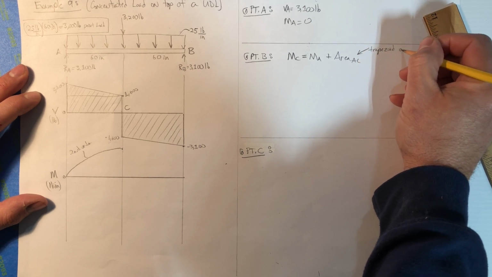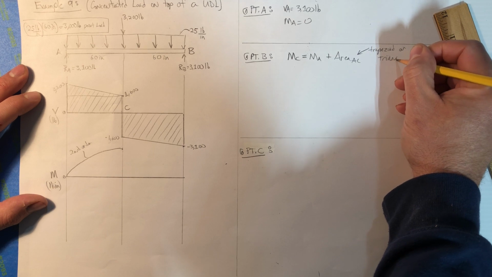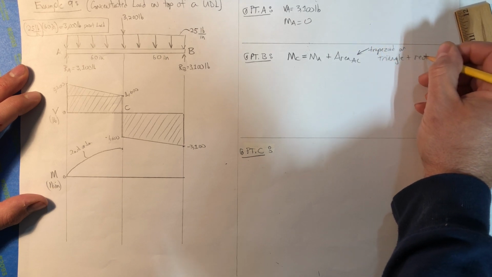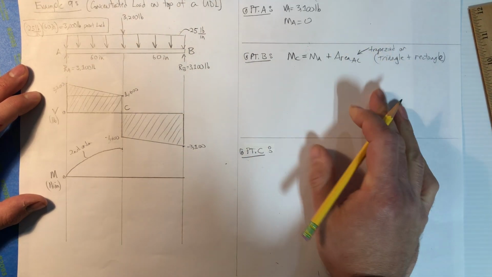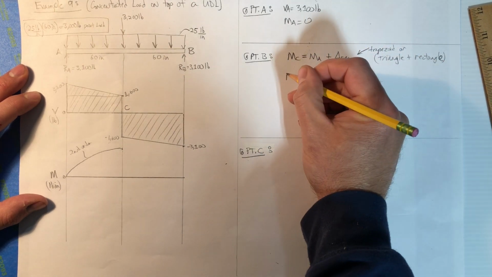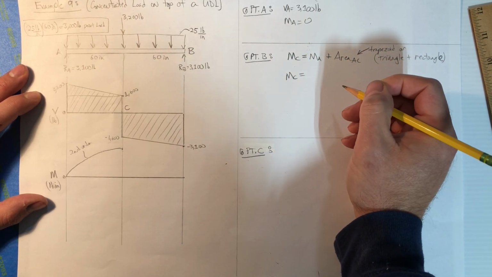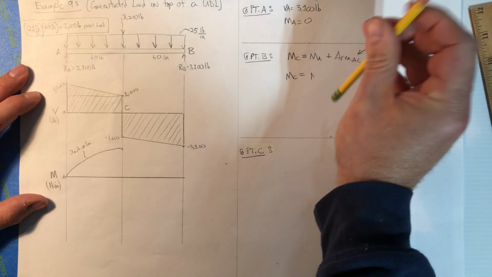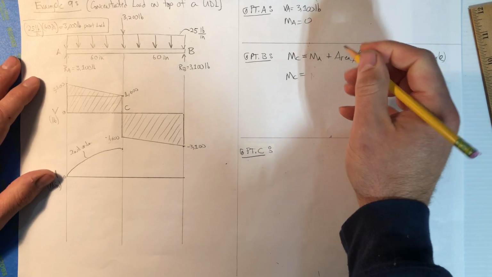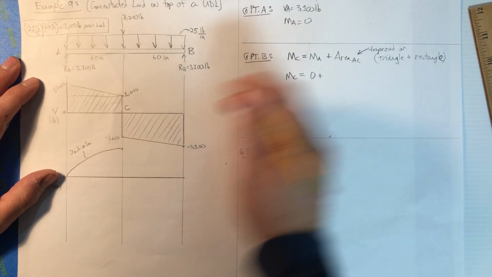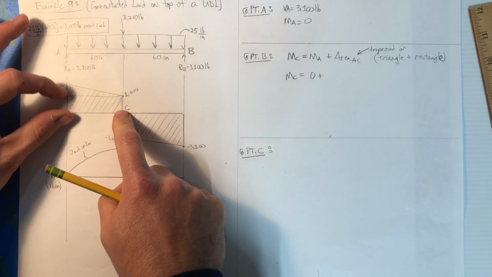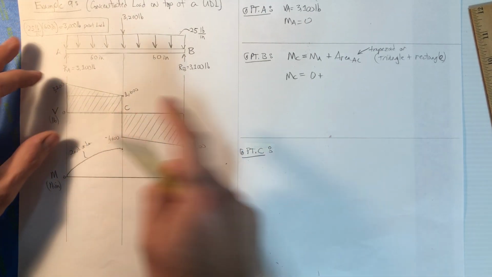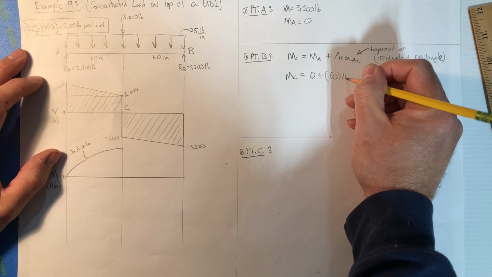Trapezoid, or triangle plus rectangle. You can do the trapezoid, that's harder. I'm going to do the rectangle-triangle method. So you can say simply here that MC is equal to 0. Let's do the rectangle first: base times height, which is 60 times 1600. It's 60 inches long, the height is 1600, so we'll go 60 times 1600.